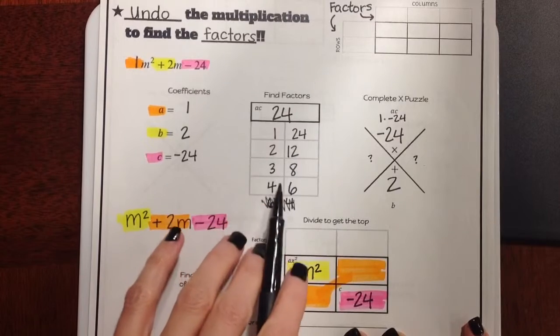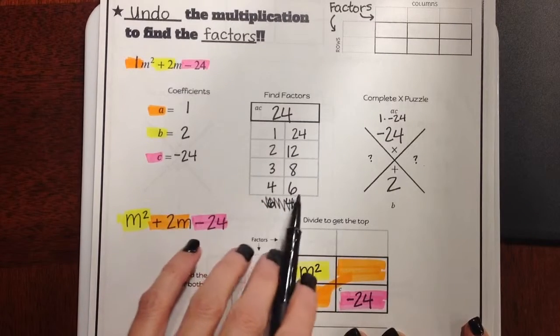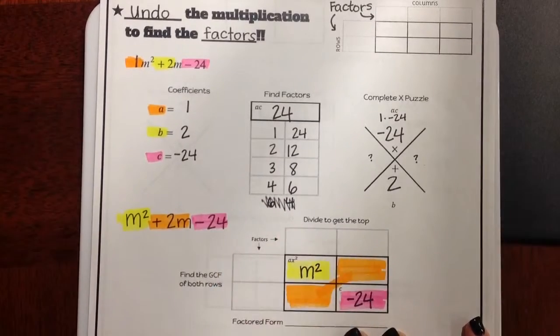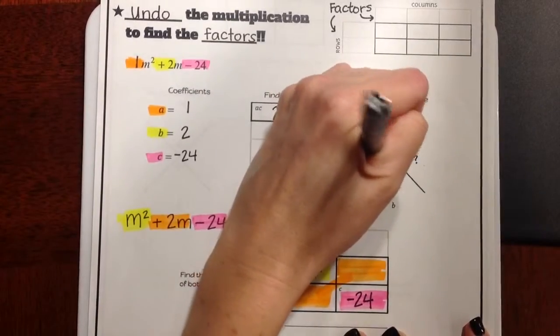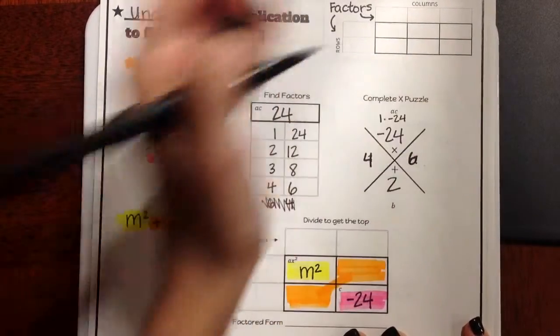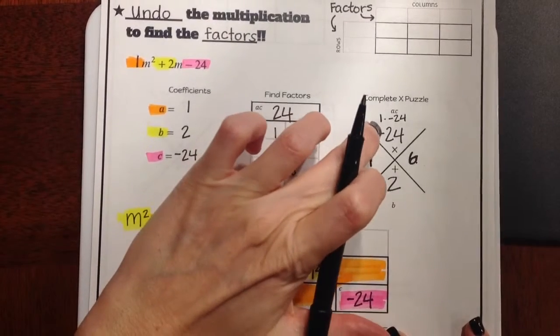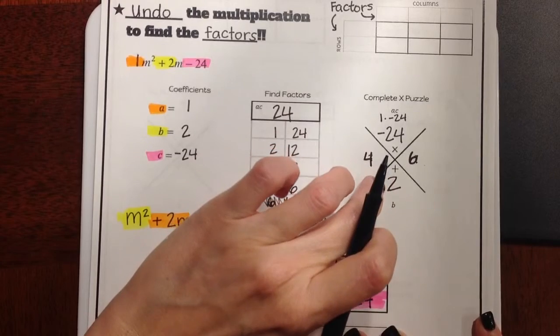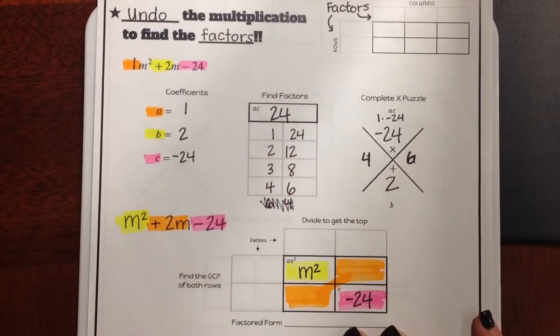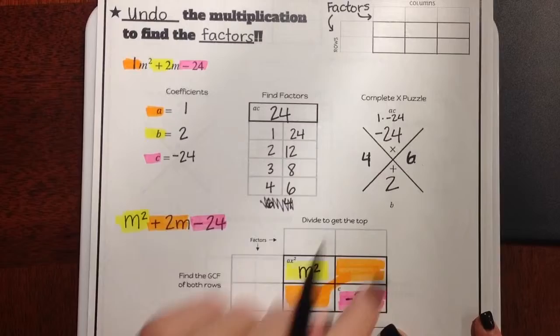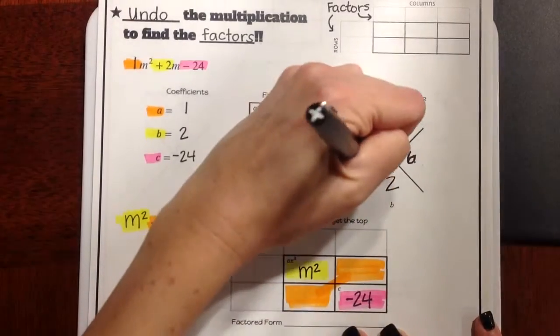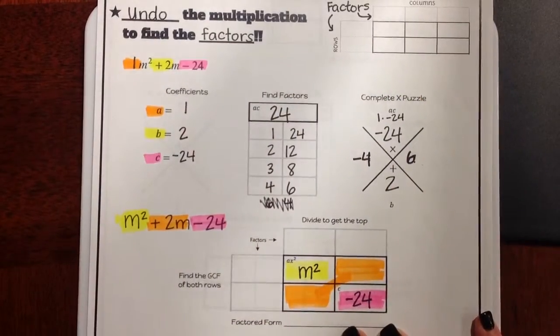But if I look, the only pair that I have as an option that's going to get me anywhere close to 2 is the factor pair of 4 and 6. Now, again, I have to think about the sign of my factor pairs because my product is negative, but when I add them together, my sum is positive. So that tells me that one of these two has to be negative. And in order for my sum to be positive, the smaller factor has to be the negative one.